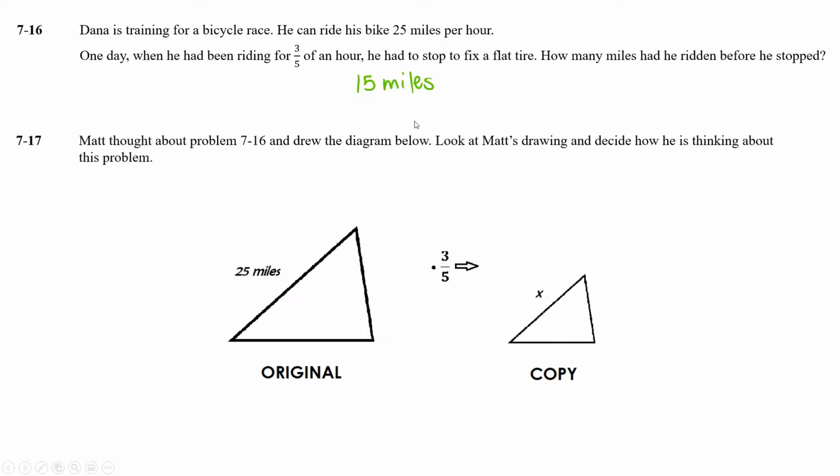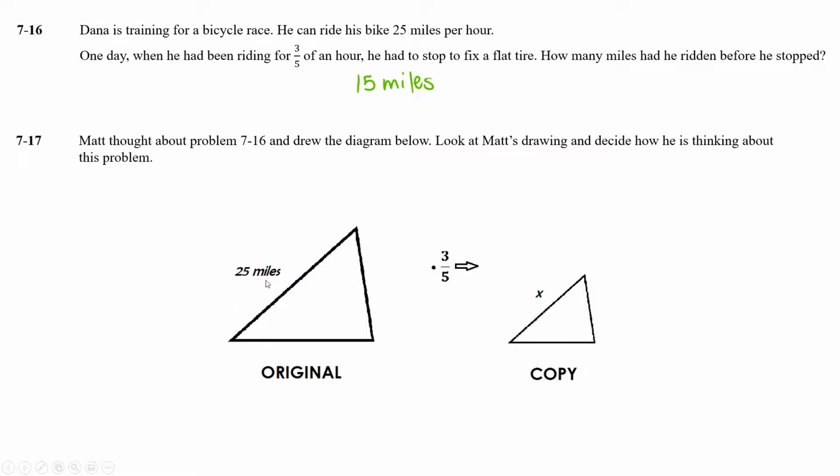The next problem is related. So Matt thought about problem 7-16, the one that we just did, and drew the diagram below. Look at Matt's drawing and decide how he is thinking about this problem. All right, so this is kind of tying in to some other stuff that we've done before related to proportional relationships. So let's see how this is similar to what we just did to solve 7-16.